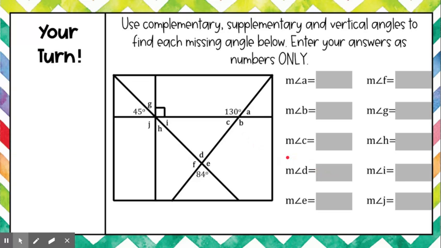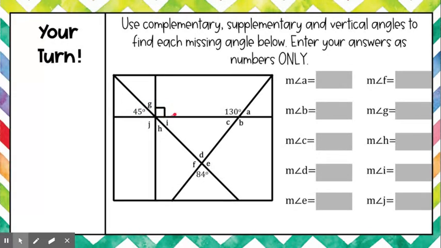Perfect. I'll let you work through the rest. We're going to apply the same concepts. F and E are adjacent. D and 84 are adjacent. If you look up here, it tells us that this angle right here is a right angle.